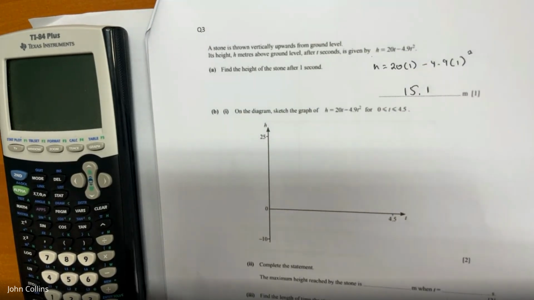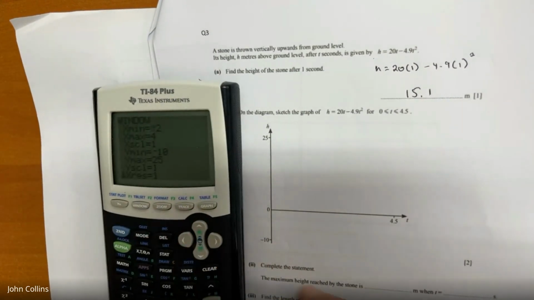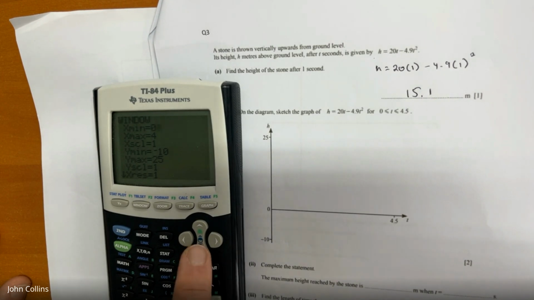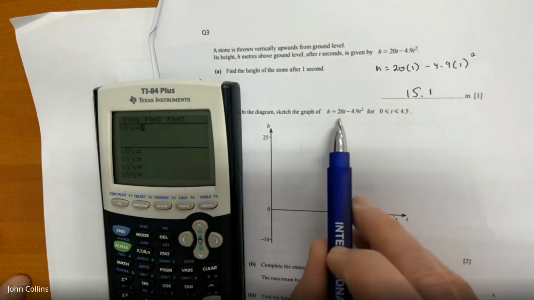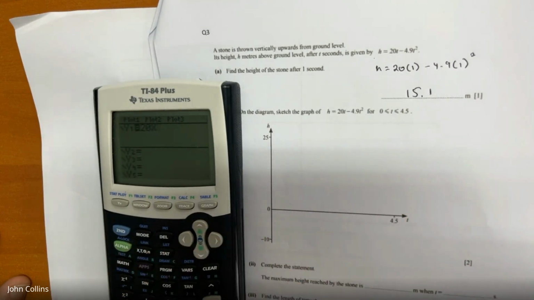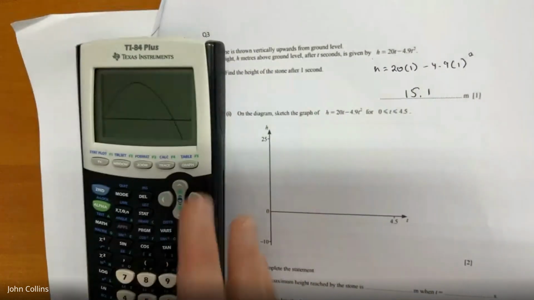The next one then on the diagram sketch. So the first thing I notice here is my window. My window is from negative 10 on y, 0 on x to 4.5, so I'll do that. You can put in 5 if you want, or 4.5. And then negative 10 up to 25 I already have in. So let's press y equals, clear that one out, and put in this one. We don't have a t button, so we have to use x. 4.9x squared. We look at the graph then. It should be something like this. You see that? Okay, I need to transfer that.